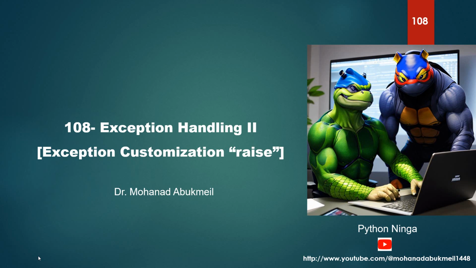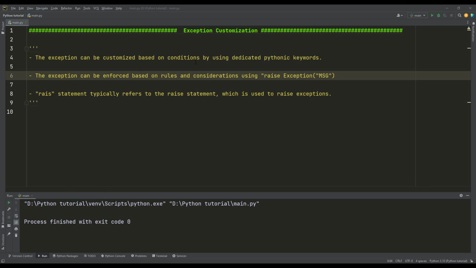Hello everyone, this is the second tutorial for exception handling in Python. We will cover exception customization, specifically when we use the raise statement. The exception can be customized based on conditions by using dedicated Python keywords such as raise, and later we will learn also assert together. The exception can be enforced based on rules or considerations by using raise, in which we raise an exception or a message showing that the event has been faced and will interrupt the execution.